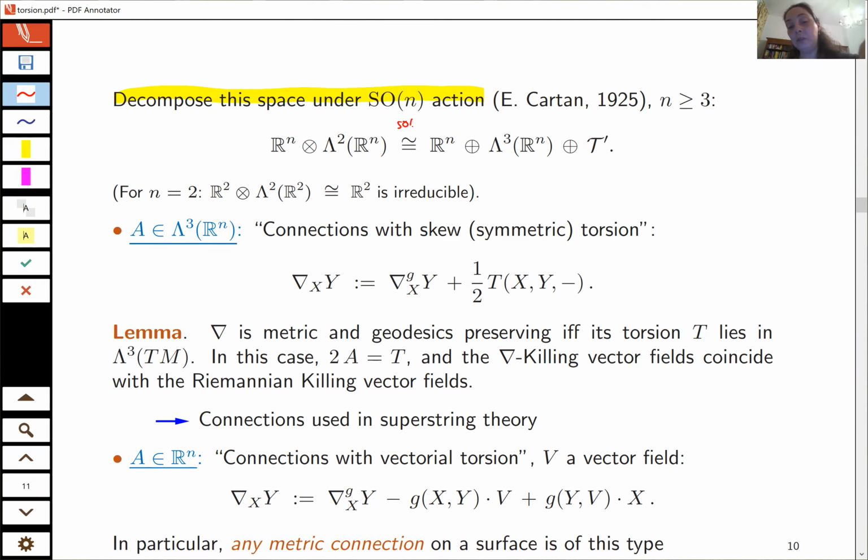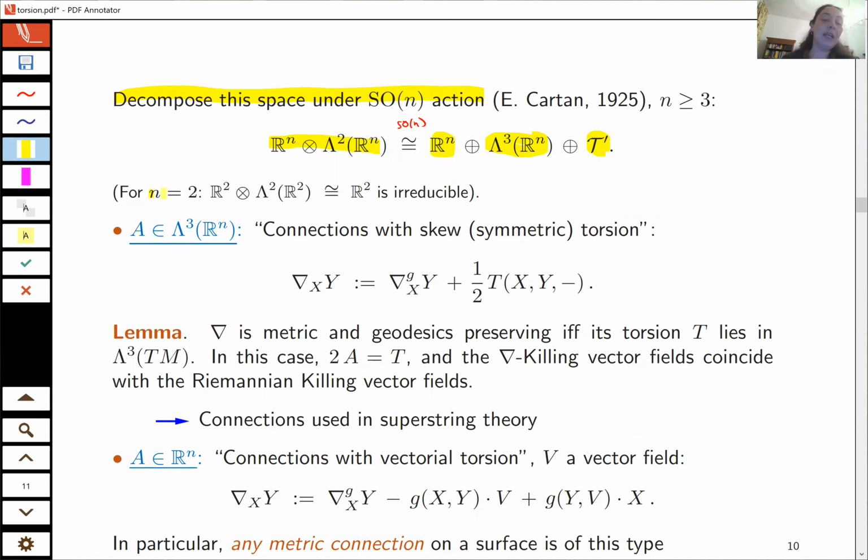Under the action of SON, this representation is not irreducible, but rather it decomposes into three parts. One is isomorphic to Rn, so the standard representation of SON on Rn, plus one term which is irreducible and isomorphic to the space of three forms on Rn, plus something else. So we're slowly getting there. Okay, so we see that from the point of view of the structure group SON of our Riemannian oriented manifold, the space of torsion tensors decomposes in a natural way into these three summands.